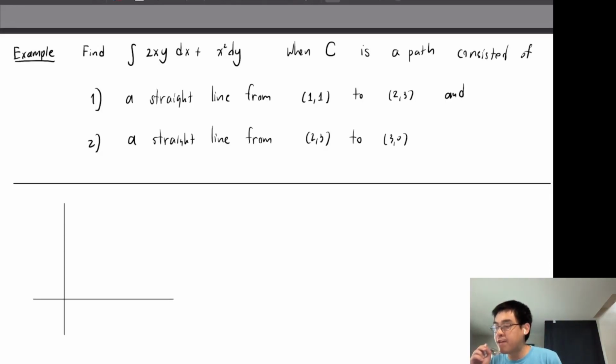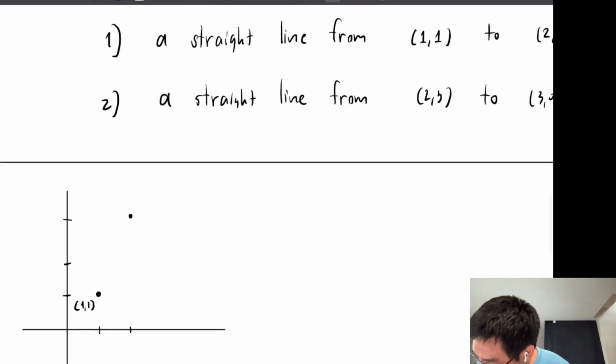We have the straight line from (1, 1) to (2, 3). So this is 1 on x, 1 on y. This is the point (1, 1), and then you go to (2, 3): 2 on the x and 3 on the y. Okay, so we get this point. First we walk up there. So that's (1, 1) to (2, 3).